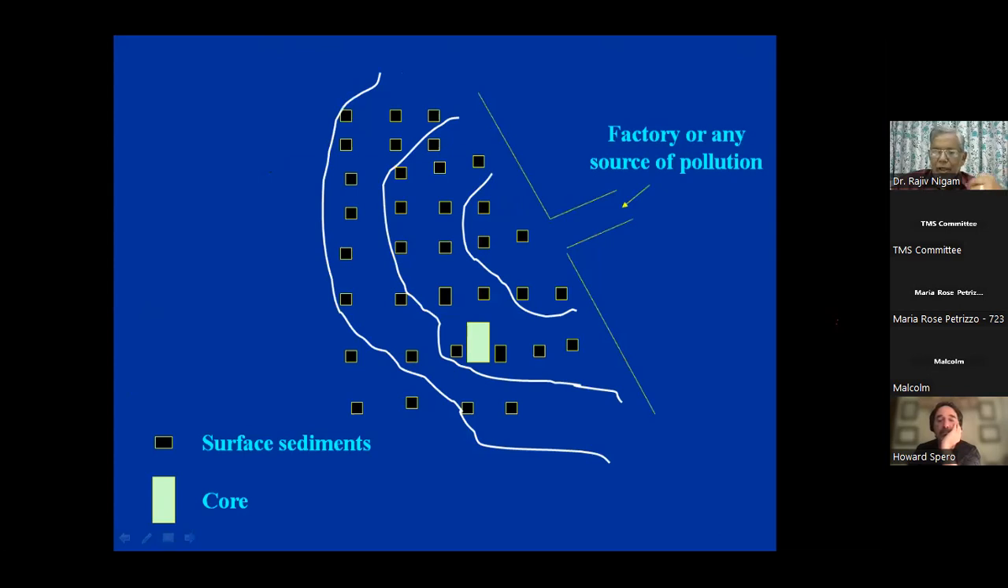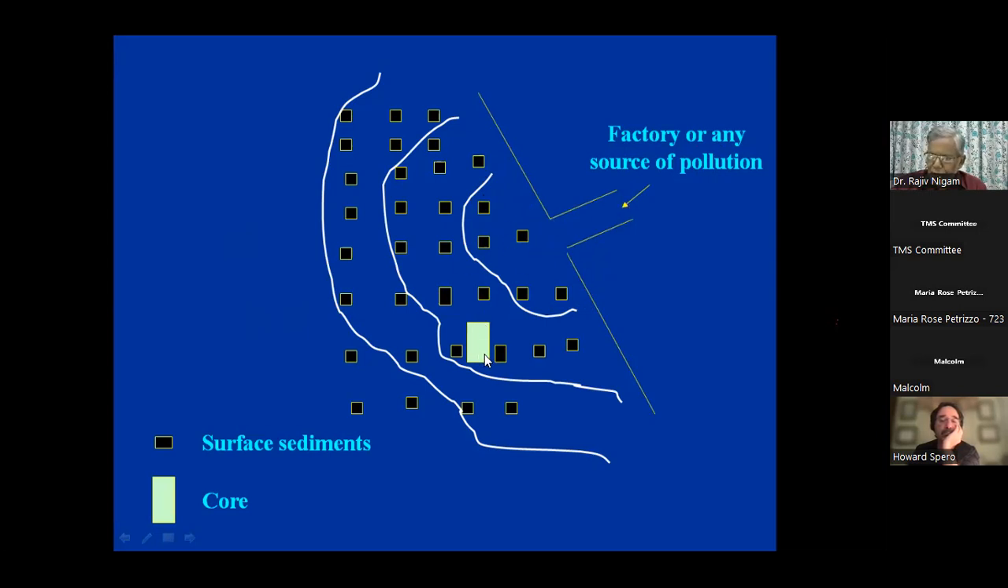Now, we know how to collect samples. The next question is where to collect the samples. If this is a factory source of pollution, you can collect grid pattern samples where the effluent is being discharged. Obviously, the samples having close affinity will be affected more.